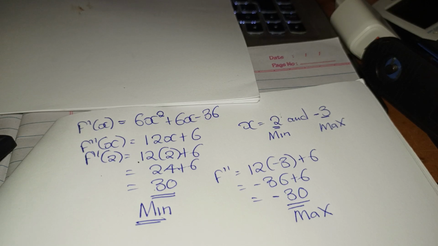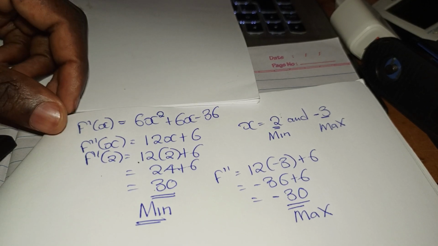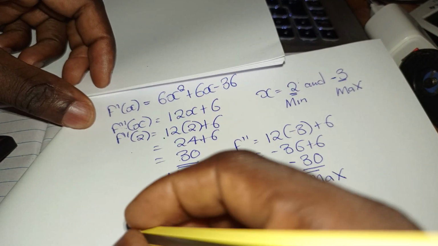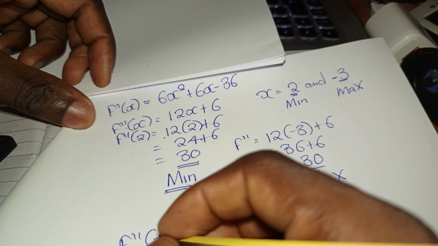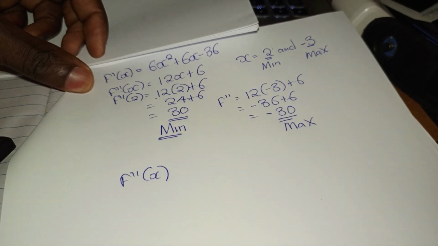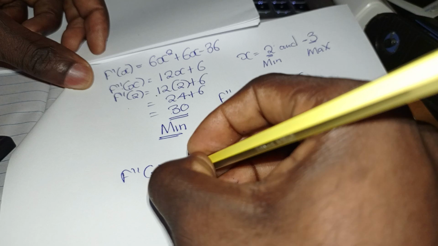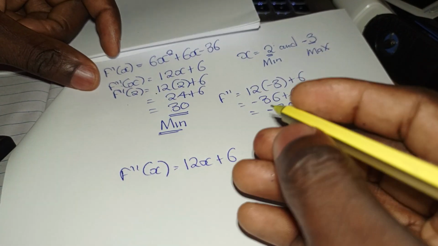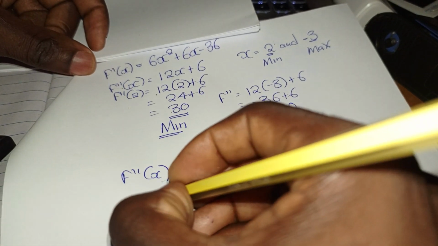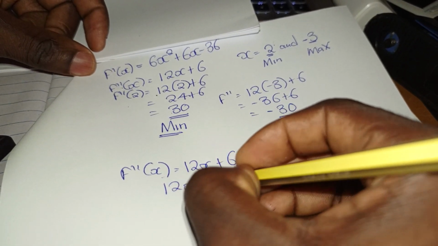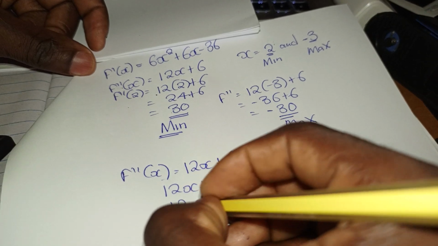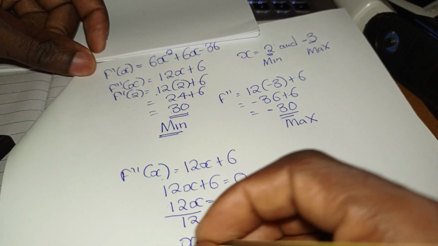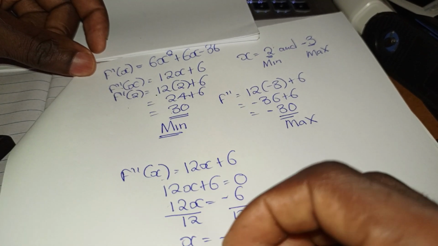From here, we can determine the concavity of a function, whether it is up or down. How do you do that? You get the second derivative and equate it to 0. Then we will have 12x plus 6 equal to 0. Remember, you want to determine whether a function is concave up or down. So you will have -6, divide both sides by 12. You will get your answer to be -1/2.